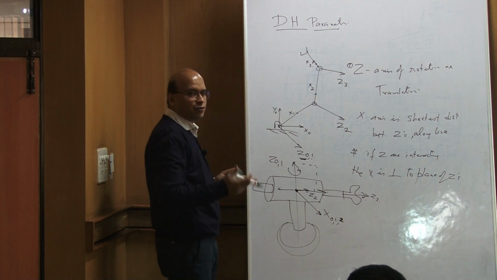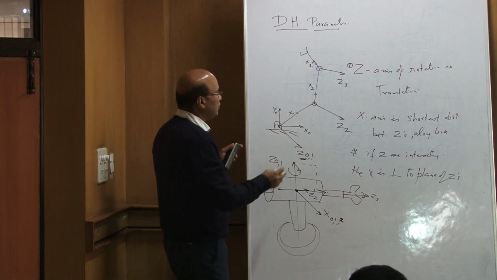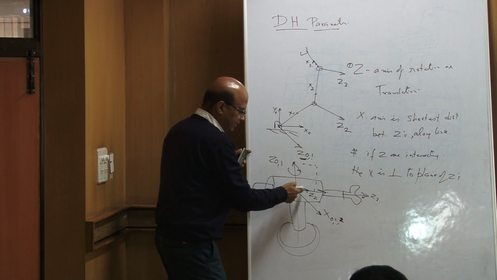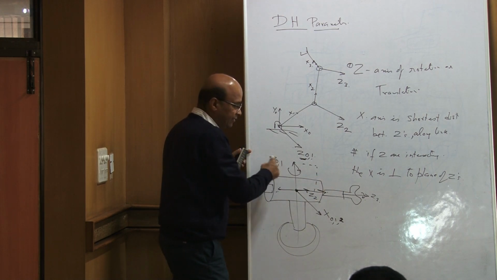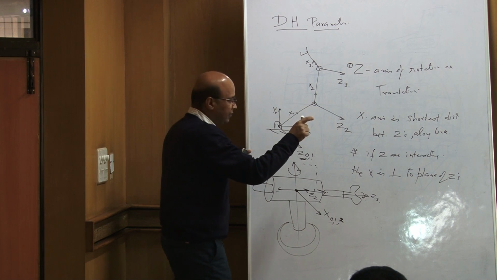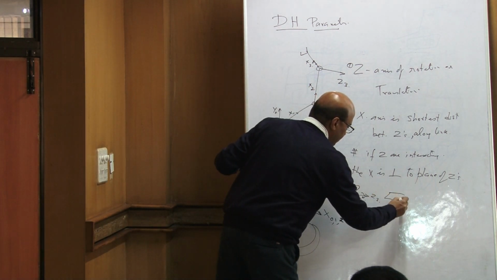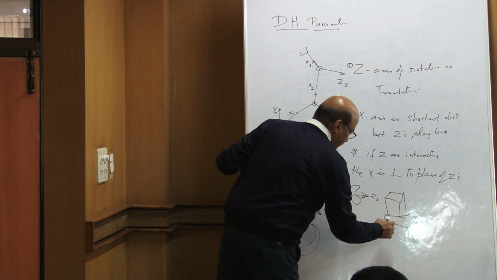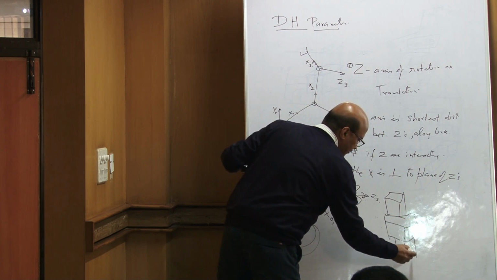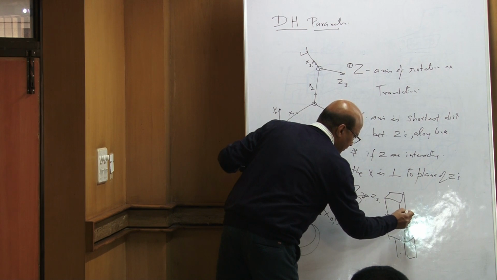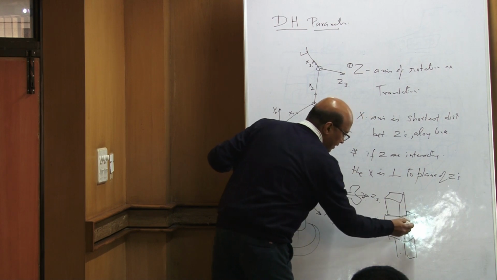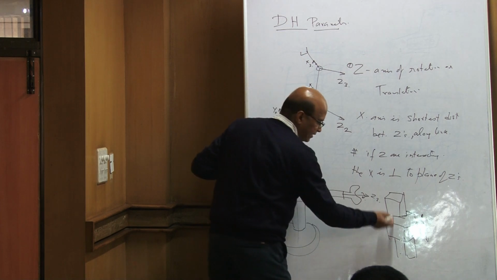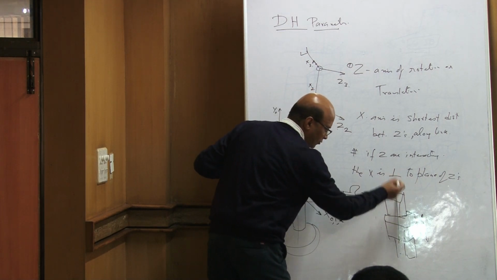So there are only two conditions. Z-axis is axis of rotation or translation. If it is translating, the z is in the direction of translation. So when we say axis of translation in a prismatic joint, if you remember, we had drawn our prismatic joint like this. In this joint, this can translate up and down. So this piece can go up and down on this. It cannot rotate. So when we are saying axis of translation, this is my axis of translation along the motion.